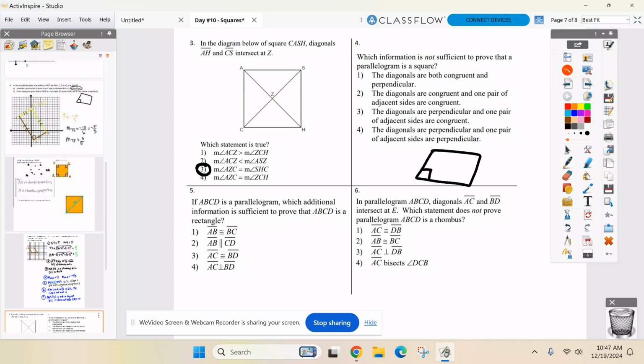We're looking for which one does not. 3 is the answer because diagonals are perpendicular. That's a rhombus. One pair of adjacent sides are congruent. That's still a rhombus property. So number 3 is not changing it from being a rhombus. We good? Okay, number 5. Here we go.